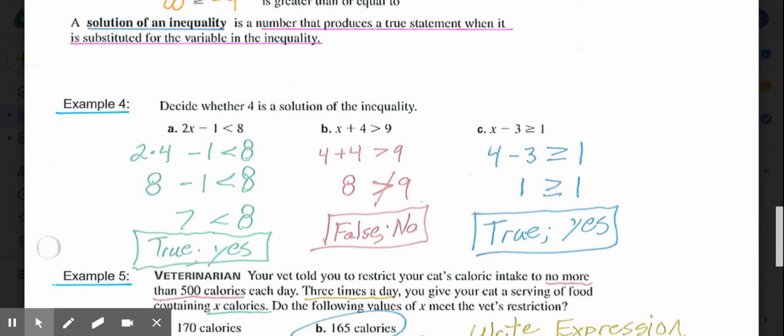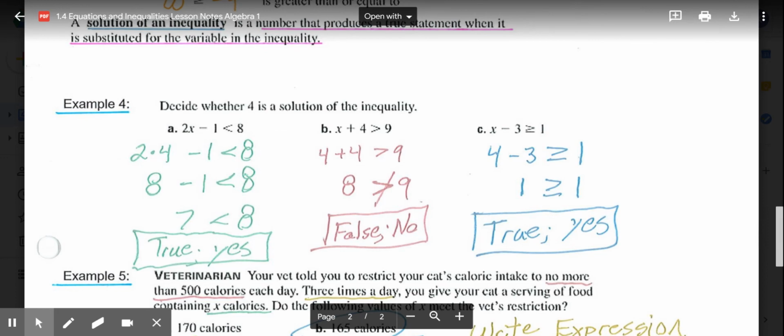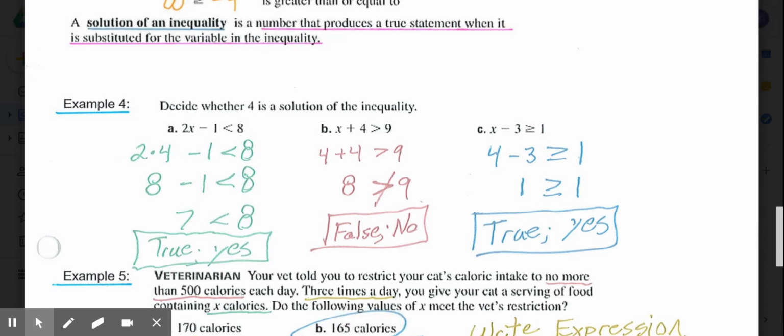And then in C, we have x minus 3 is greater than or equal to 1. Substitute the 4 for x. 4 minus 3 is greater than or equal to 1. So our final inequality says 1 is greater than or equal to 1. Well, 1 is not greater than 1, but it is equal to. So this is true. And yes, that means 4 is a solution of that inequality.